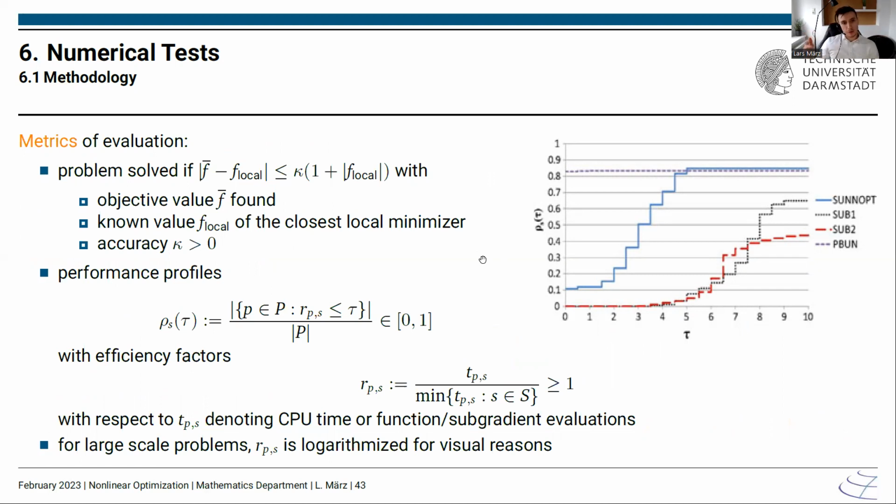Well, they considered the problem to be solved if the objective value found doesn't differ too much from the nearest known local optimum, in the sense that this inequality must be satisfied for some accuracy kappa. And for the visuals, they took performance profiles. So they measured something like the CPU time or the function or subgradient evaluations.